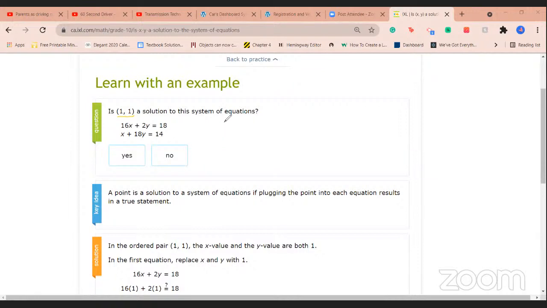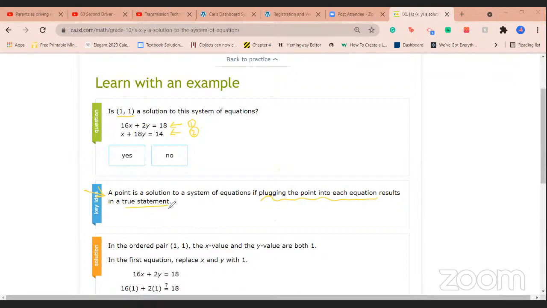So is 1, 1 a solution to this system of equations? Okay, so basically, we have two equations. This is equation 1, and this is equation 2. I can tell you what to do. A point is a solution to a system of equations if plugging the point into each of the equations results in a true statement.